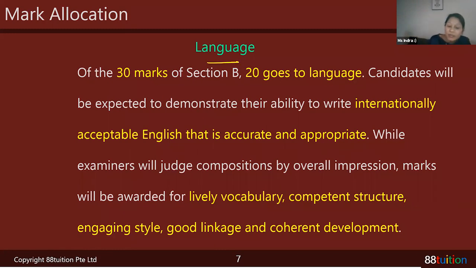Now, language, as I mentioned, is out of 20 marks. What kind of language are we looking at? Basically the tone that you use and the words that we use. Remember, we need to make sure that whatever language we use is internationally acceptable English that is accurate and appropriate. It has to be right for the context that is given. While you will be judged overall, we're looking out for your vocabulary, your sentence structure, how you engage, as situational writing is mainly about engaging, good linkage, and of course, that you develop the writing coherently.